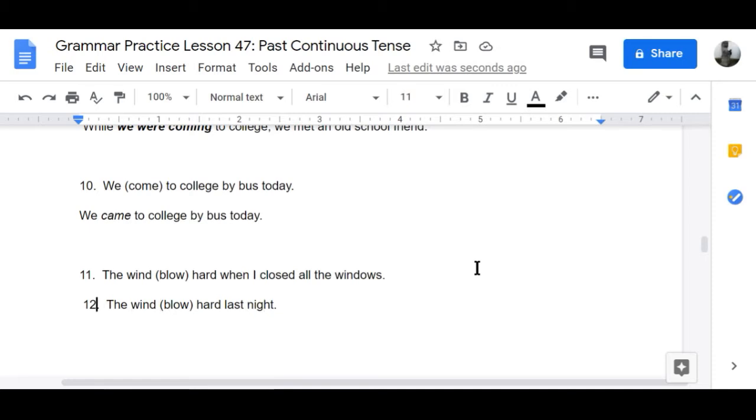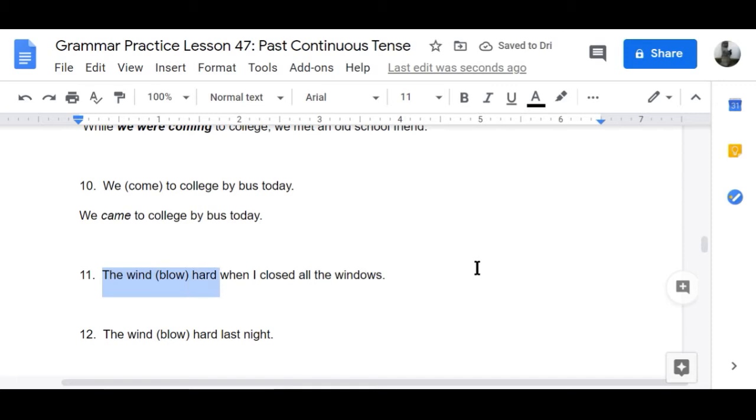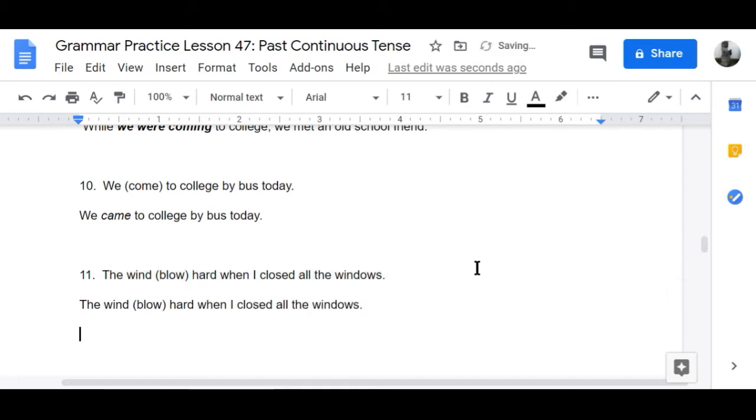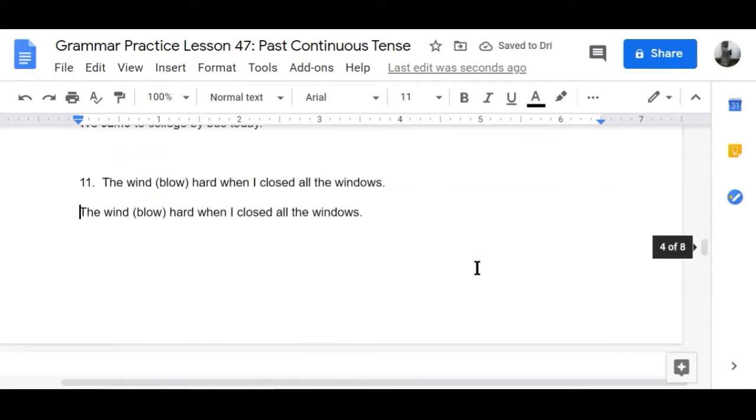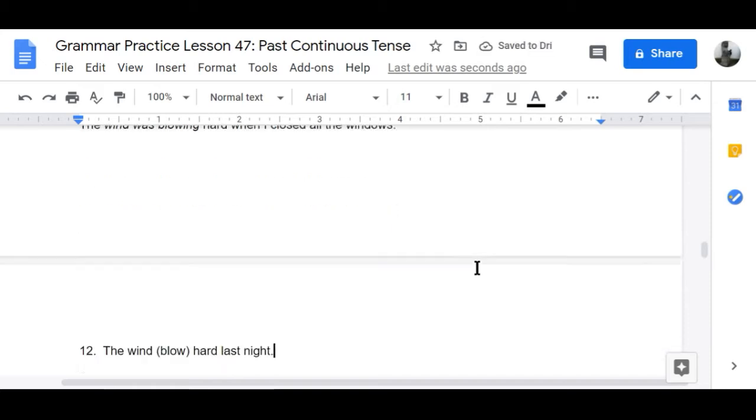11. Space, guys. Cool. The wind hard when I closed all the windows. So I closed all the windows when the wind was blowing. The wind was blowing hard when I closed all the windows.